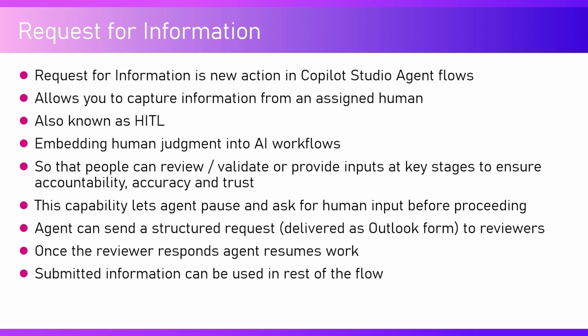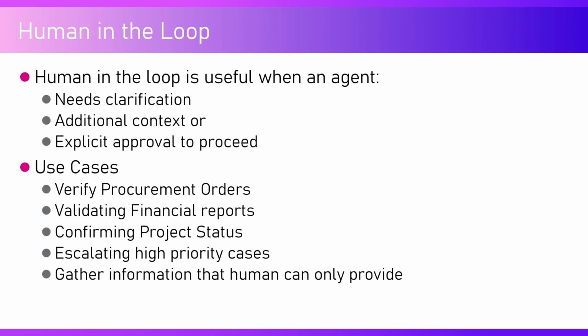Why it is important is because people can review, validate, or provide key input at various stages to ensure accountability, accuracy, and trust. Human in the loop is useful when an agent needs further clarification, needs some information or additional context, or explicit approval is needed to proceed.